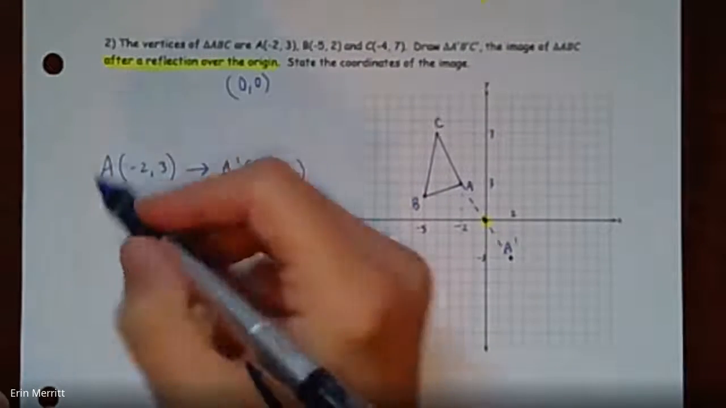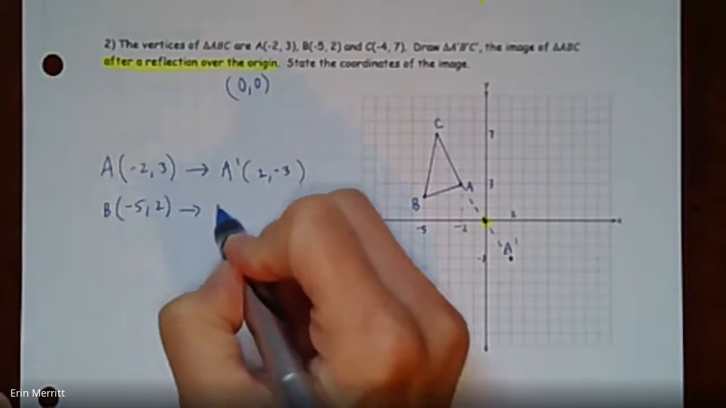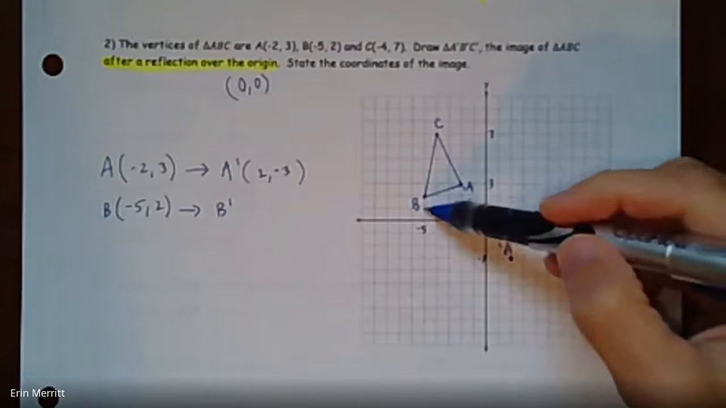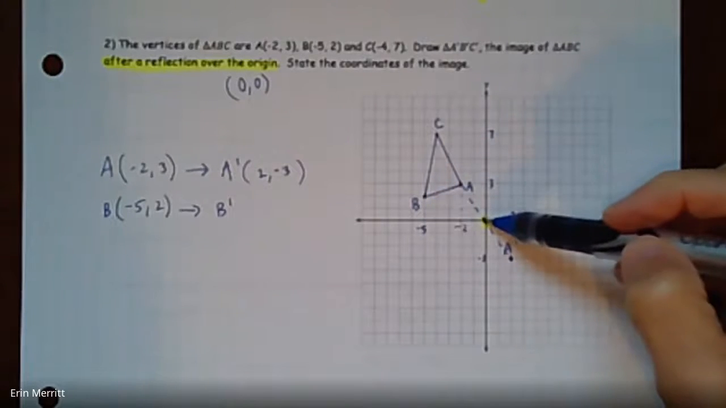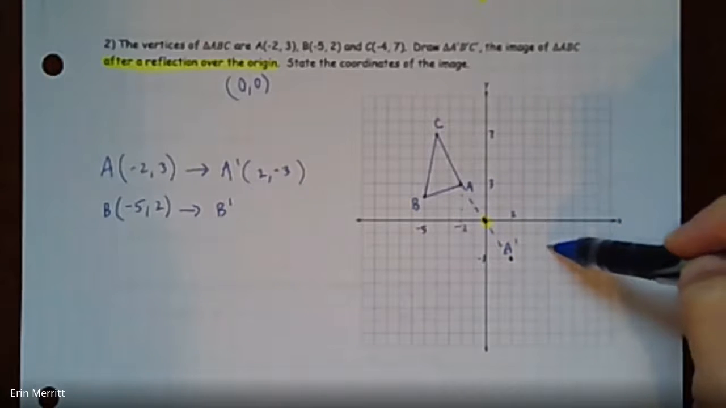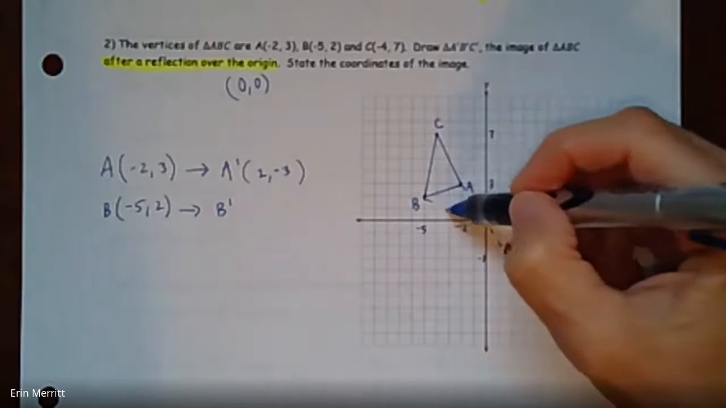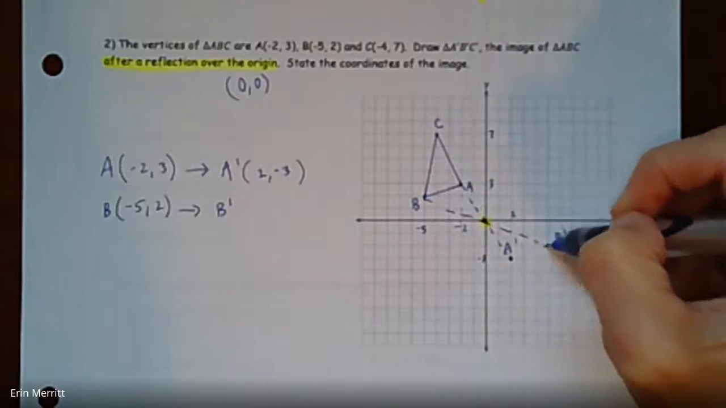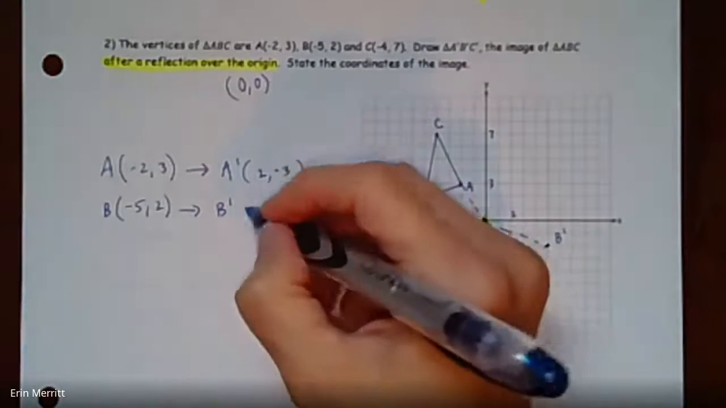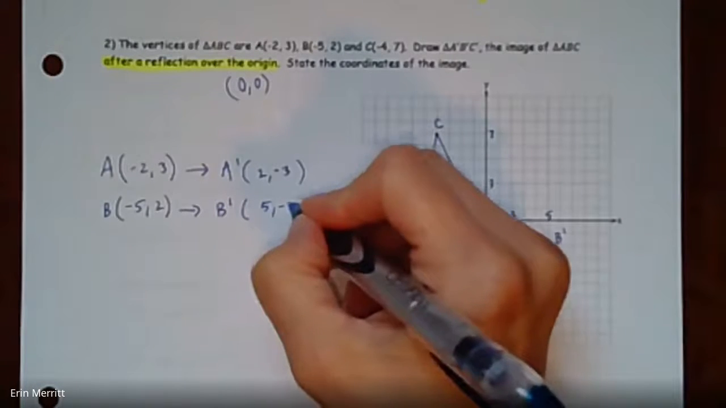So let's play that game again. If we take point B, which starts at the point (-5, 2), count out the slope. So you're going to go down 2 and over 5. So I'm going to repeat that. Down 2 and over 1, 2, 3, 4, 5. That's where B prime should land. We haven't talked about slope yet this year, but I bet you can remember it from last year. So that lands at the point (5, -2).